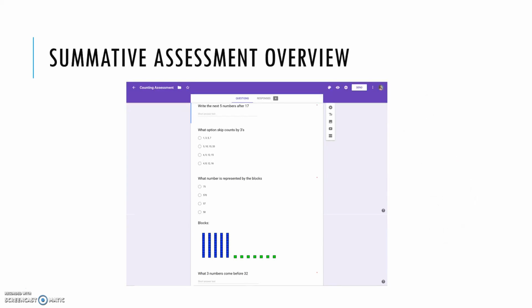So here's a couple sample questions from the counting assessment that I created. So the first question is, write the next 5 numbers after 17, and there's a space available for students to fill in. What option skip counts by 3, what number is represented by the base 10 blocks, and then an image is inserted with base 10 blocks. And then last question that we can see here is what 3 numbers come before 32. So that's the counting back aspect, as we saw in the I can statements.